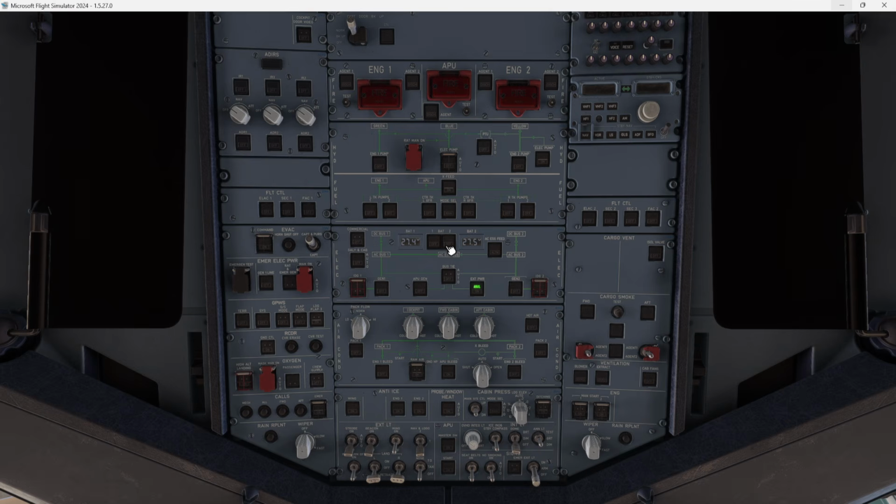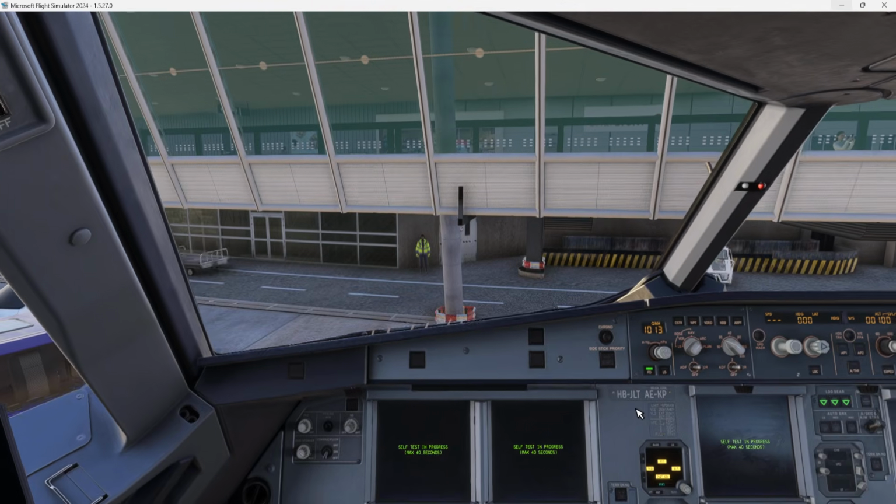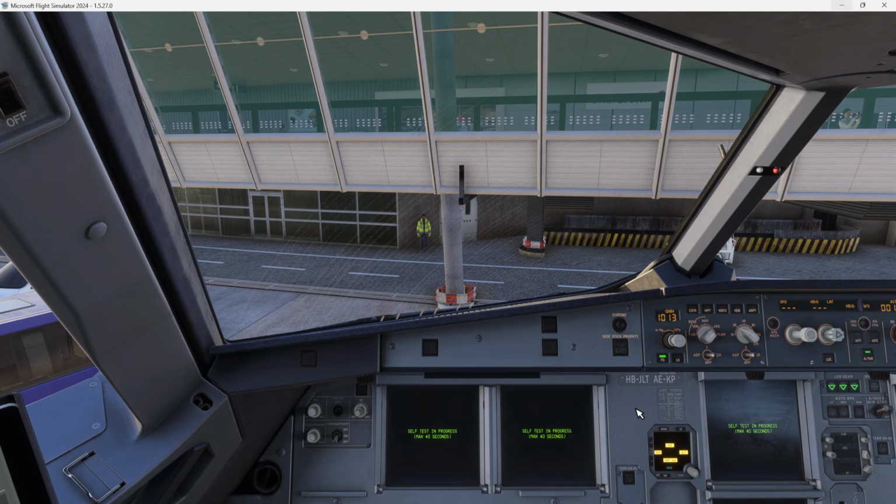Batteries and external power on, fuel supply oxygen, crew supply oxygen, strobe lights, nav lights, seat belts, and no smoking sign, and we arm the emergency exit lights. So we test the cockpit voice recorder. So good, and let's let the aircraft do its proper things.